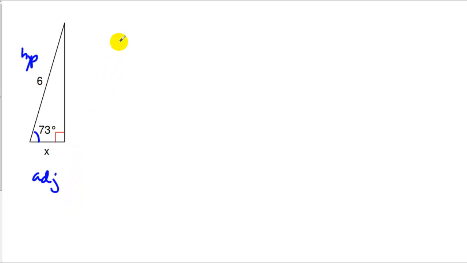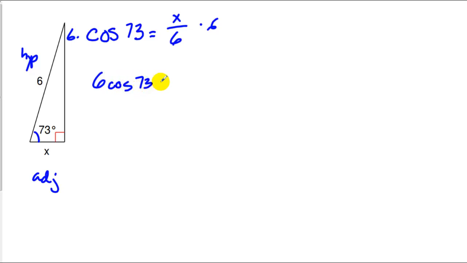So now we just learned a trigonometric ratio that said if we have the adjacent and the hypotenuse, we can use cosine. So the cosine of the angle at 73 degrees is equal to the adjacent side, which we don't know, so we'll call that x, over 6. And we're going to find x. If I wanted to find x, all I need to do is multiply both sides by 6. And so I have 6 times the cosine of 73 is equal to x.